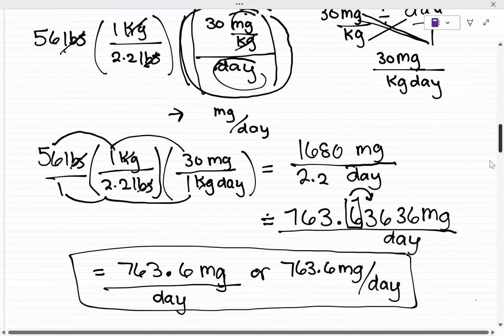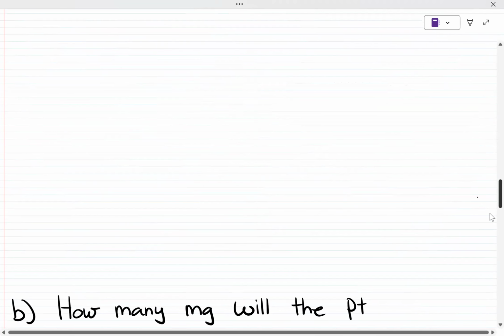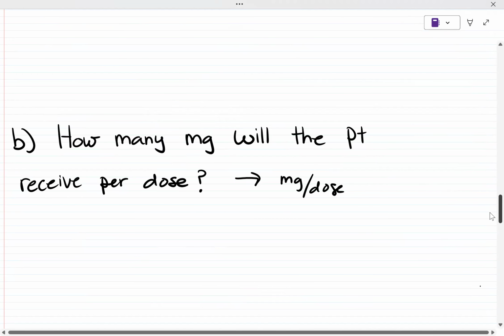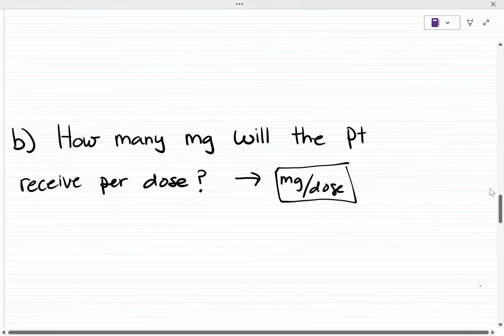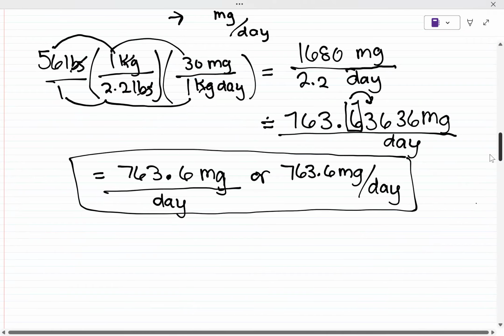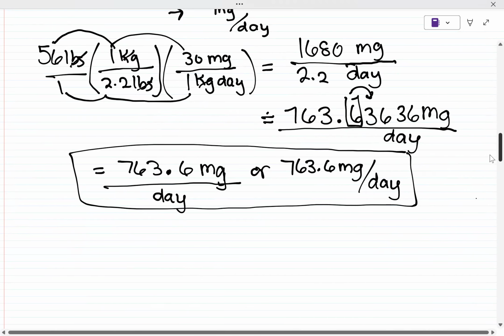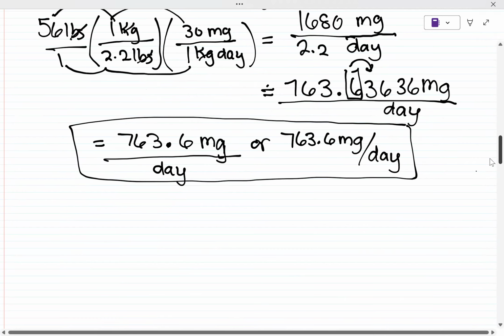Okay, let's move on to question B. Question B says, how many mg will the patient receive per dose? So that means it's a big clue that your final answer should be mg per dose. If you don't have mg per dose, that means I must have done something wrong, right? So mg per dose. I think what you do is take the answer from part A, which is 763 mg per day, and then you divide it by 3. That's it.